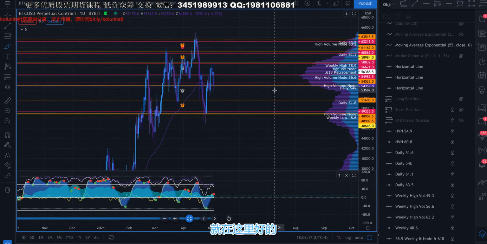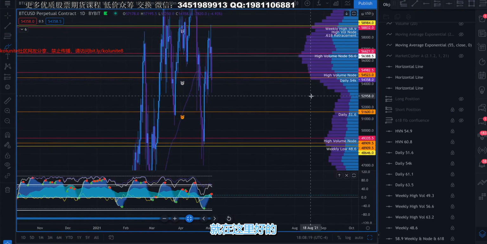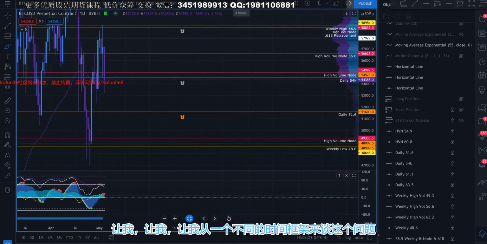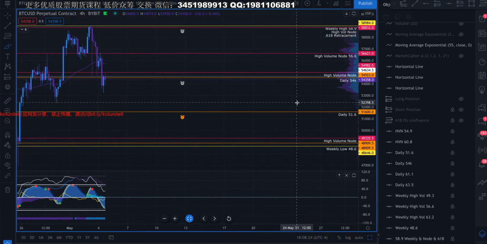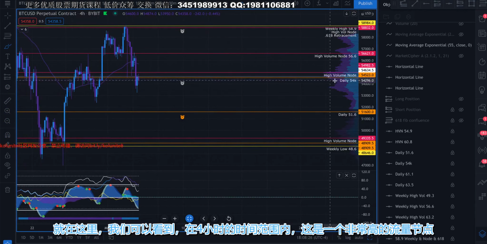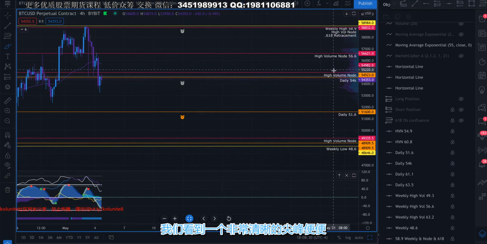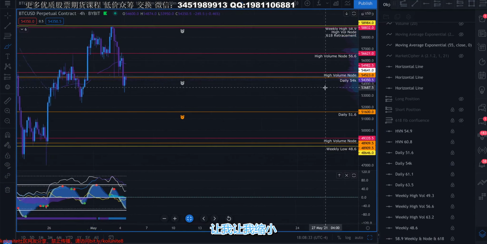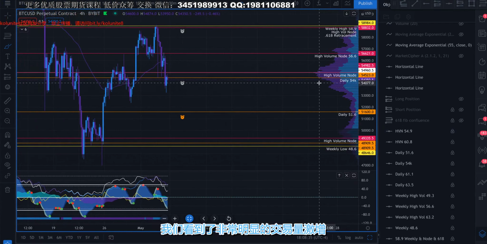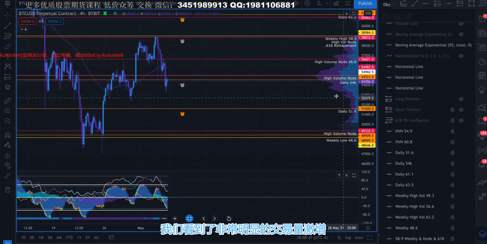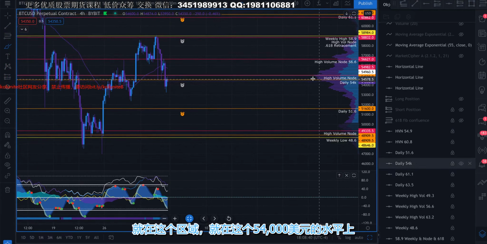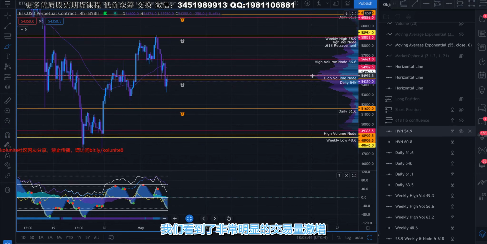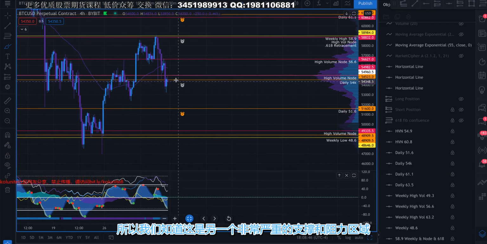Right up here, and let me come to a different time frame. Right here, we can see that this is a very high volume node on the 4-hour time frame. We see a very clear spike. Oops, let me zoom back out. We see a very clear spike in the volume right here in this area, right along this $54,000 level. So we know this is another very serious area of support and resistance.